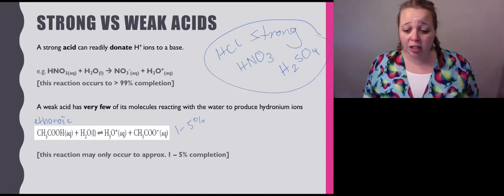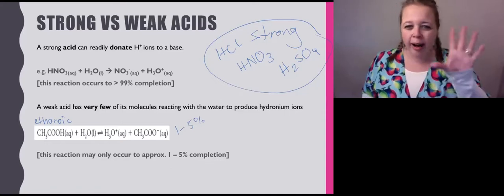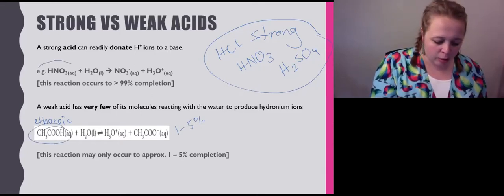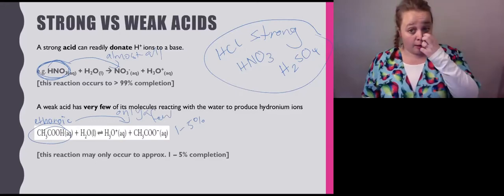So the equation suggests that even if there are enough water particles present, there will be quite a lot of them that stay here. So almost all of these become this, almost all. But in this one, only a few become the ethanoate ion.